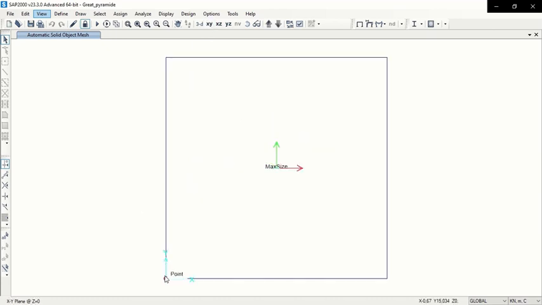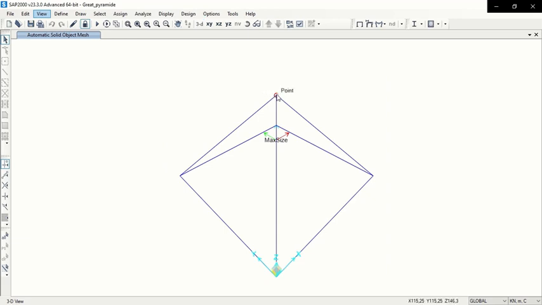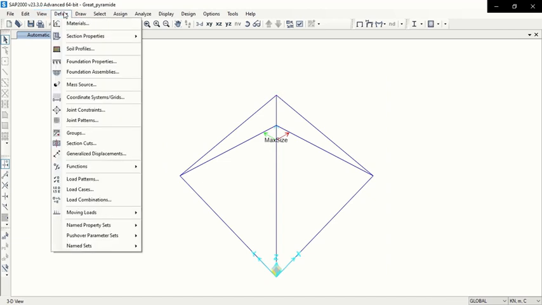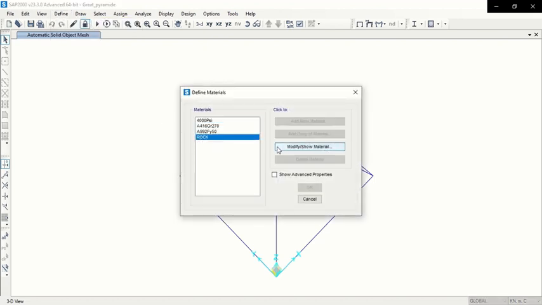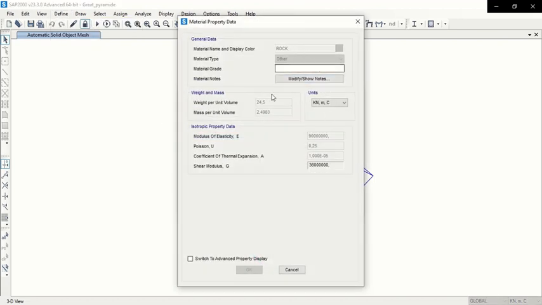First, we're going to check the coordinates. At the origin, in the x direction, 230.5 meters. In the y direction, the same. At the top, 146.3 meters high. Define materials. I choose a material similar to the rock used in the construction. At least I try to.